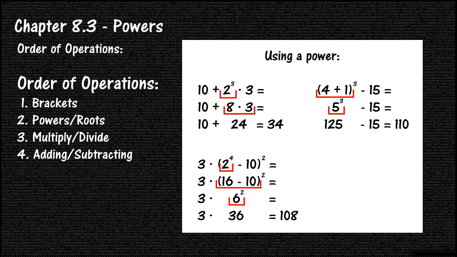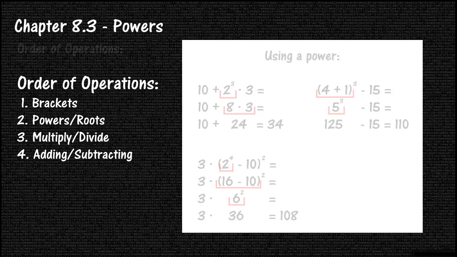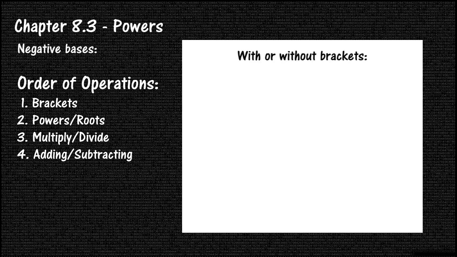Time for some more of the advanced powers. Let's discuss negatives. I hope you remember that there was a difference between (minus 4) squared and minus 4 squared. The answers are 16 and minus 16 respectively. Because in the former we do minus 4 times minus 4, while in the latter we do 4 times 4 with a minus symbol in front of it. This also applies when working with higher powers.